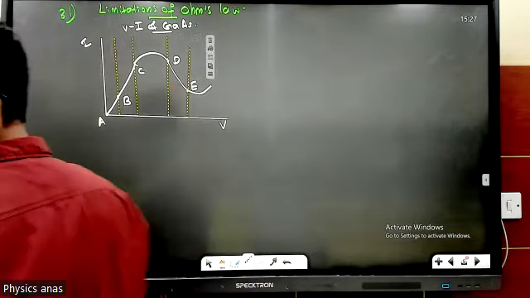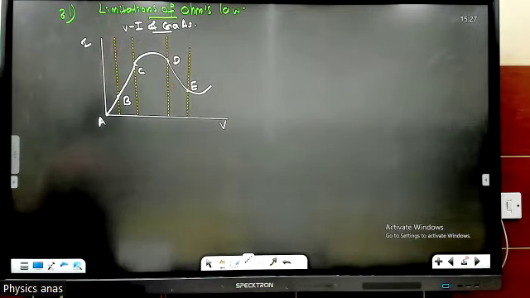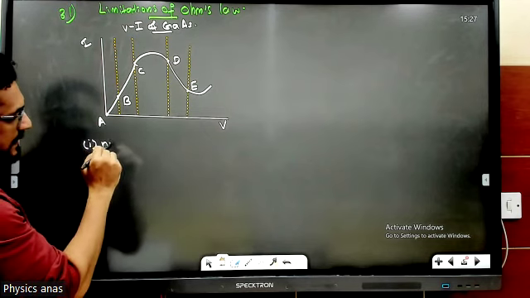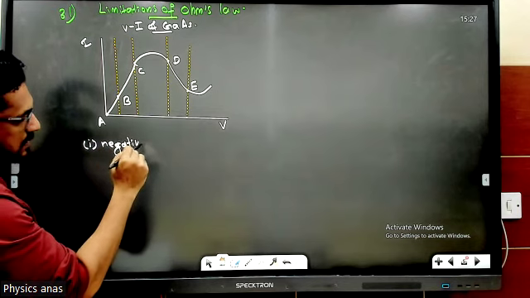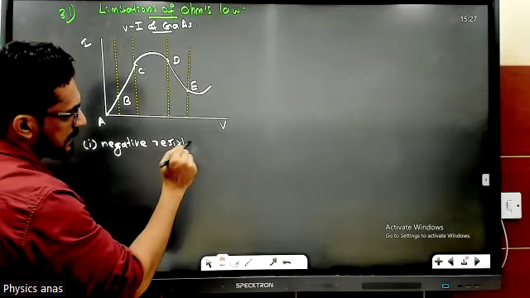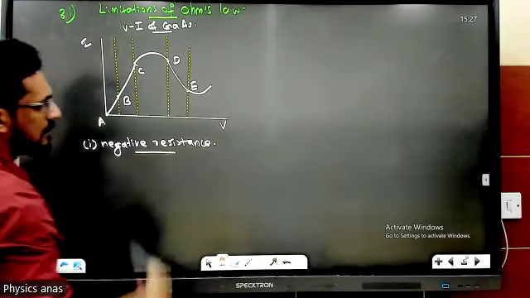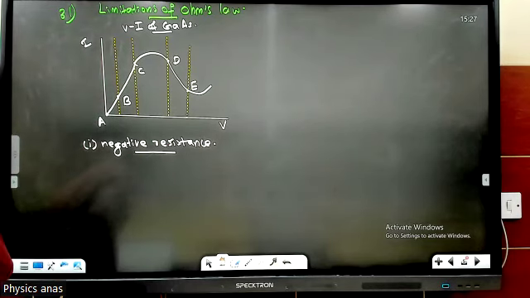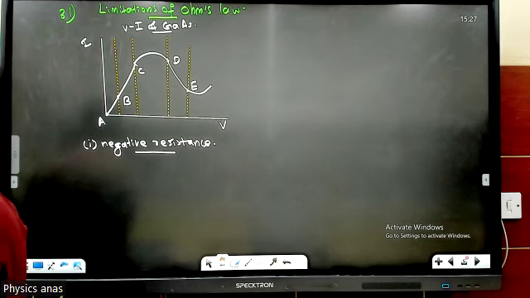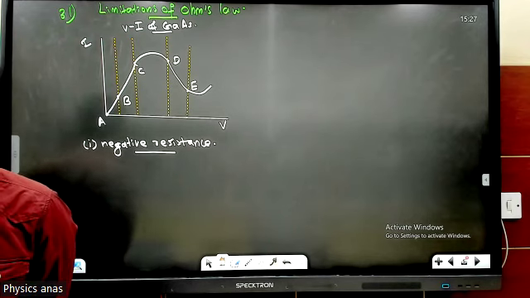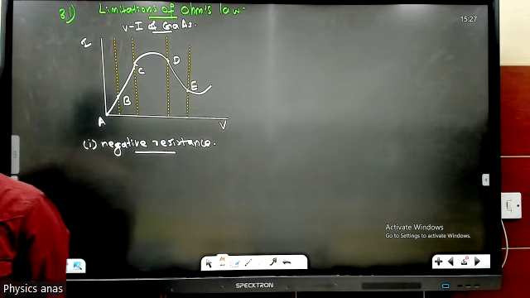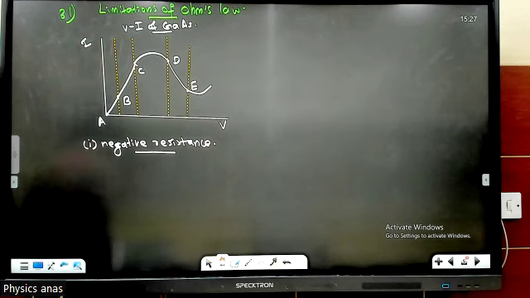Just looking at the graph, tell me what is the negative resistance region. Which region is showing negative resistance? This is the graph of gallium arsenide. In this graph, which region is showing negative resistance?